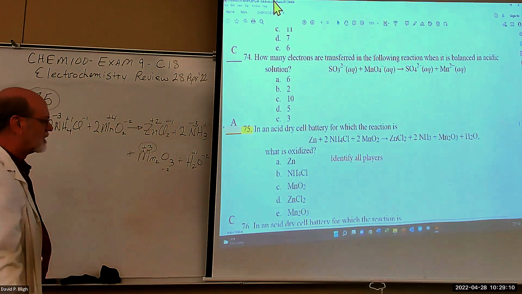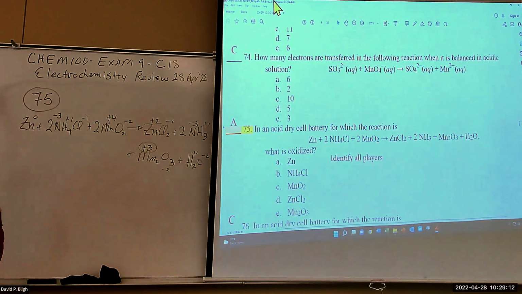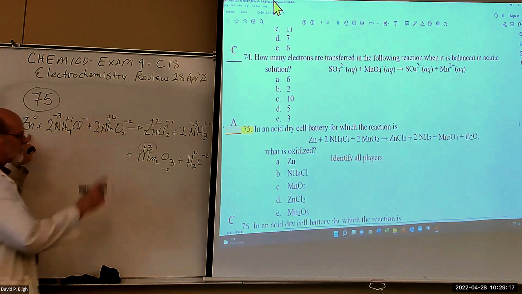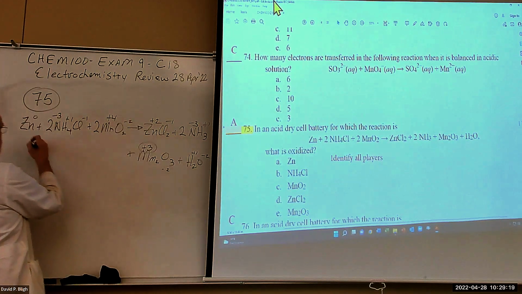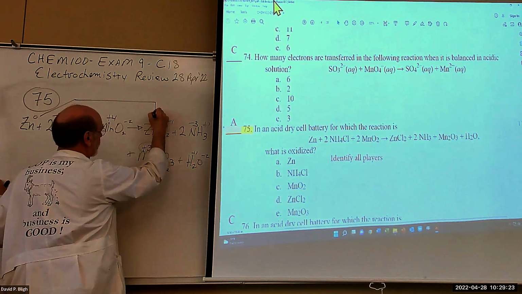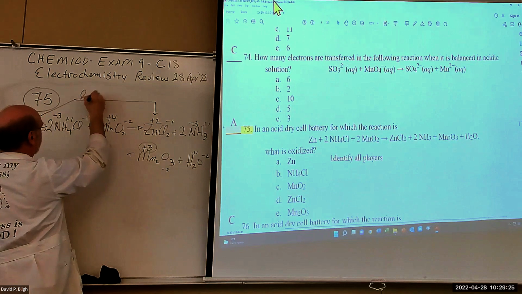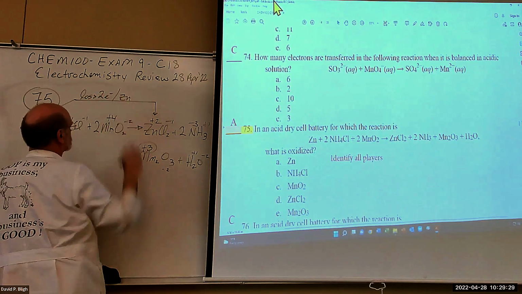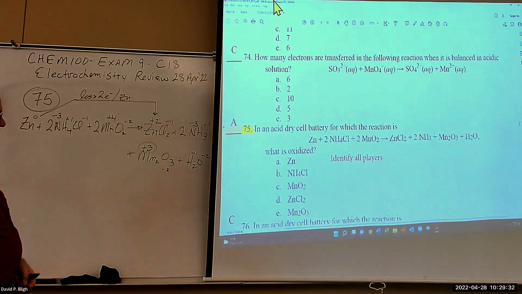So what's the question? What is oxidized? Who's losing electrons? Let's see, zinc goes from 0 to +2. That's definitely a loss. 2 electrons per zinc. So that answers the question.